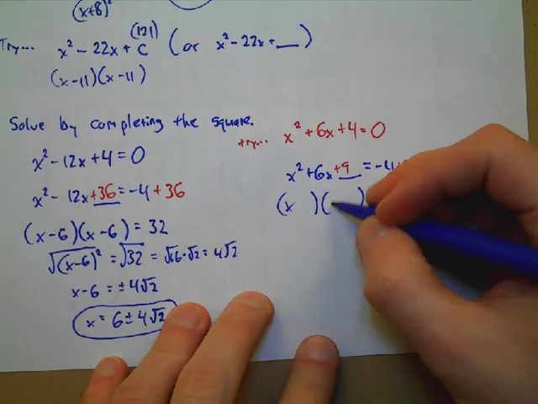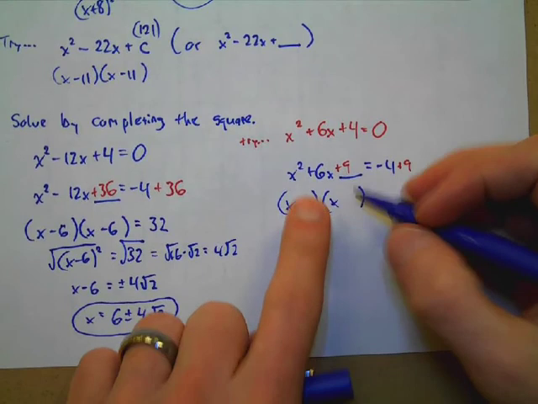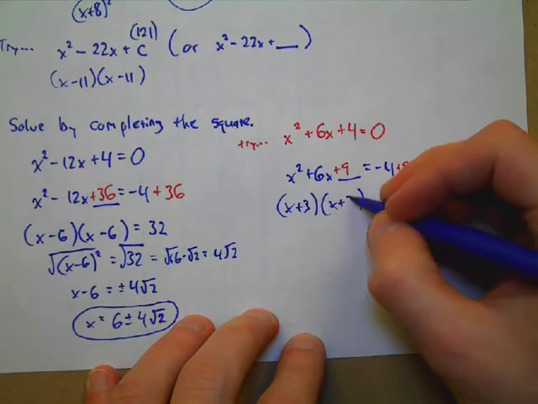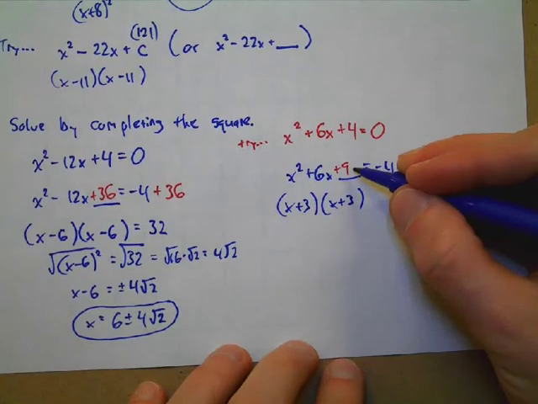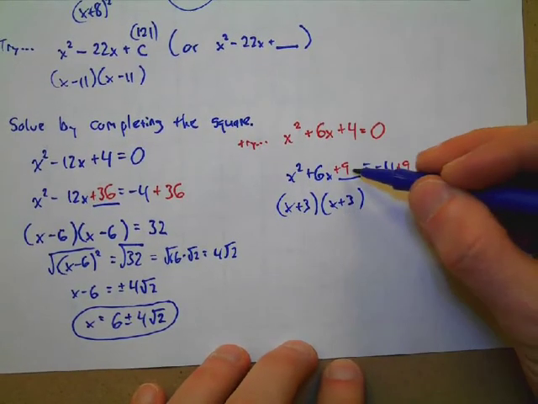We know that we have an x and an x. We need these two numbers to add to make 6, and they have to be the same to make a perfect square. So it's going to be plus 3 and plus 3. Which then means we have to have a 9 here to make this thing actually work out, okay? Since we added a 9 on this side, we're going to add a 9 over here.